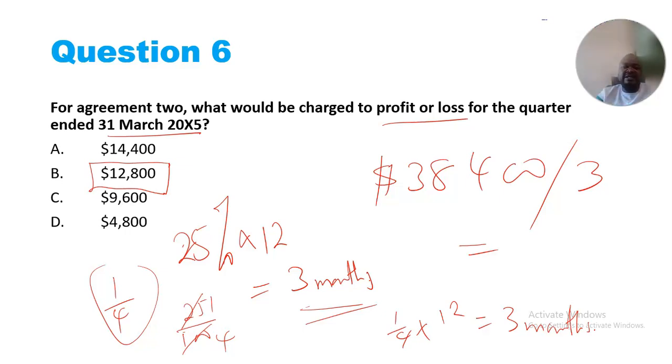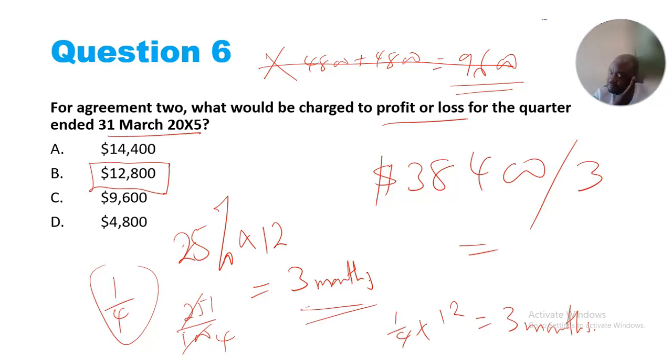Somebody could be saying, why are we not just charging for the first 3 months? Because the first month we are not going to be charged, so it means we are only going to pay 4,800 plus 4,800, which is 9,600. This is wrong because we are not doing cash accounting. We are doing accrual accounting.